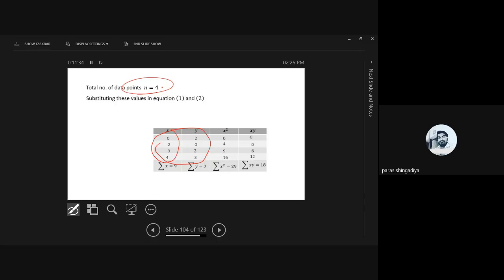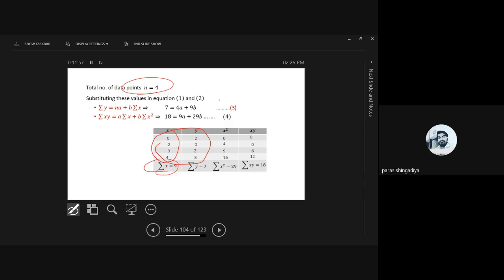And now use these values in the first equation. So sigma y is equal to na plus b sigma x. So sigma y is equal to, we have 7 is equal to n into a, so is equal to 4 into a, ठीक है, plus 9b. What is the meaning of 9? That is the answer of sigma x, ठीक है, 9 into b, that is equation number 3.